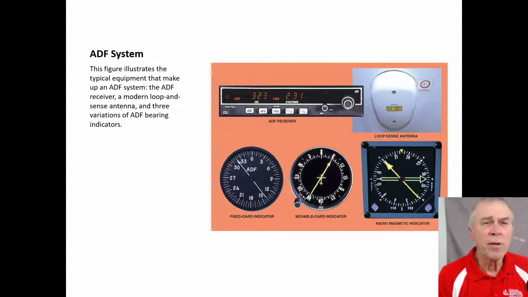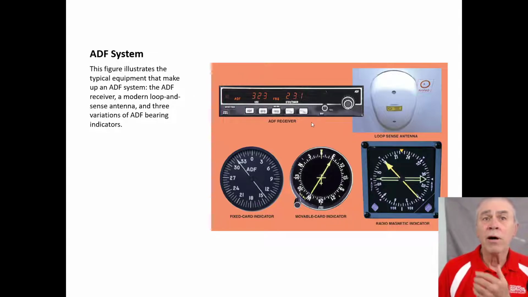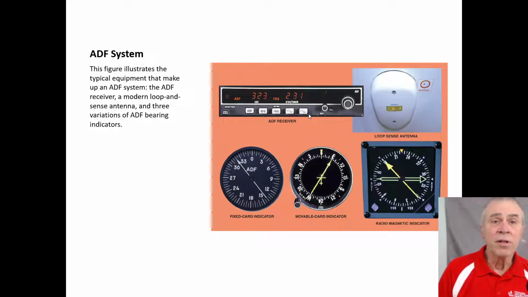This figure illustrates the typical equipment that makes up the automatic direction finder system. There's a receiver, a loop and sense antenna. The sense basically helps you to see whether you're coming or going. And three variations of ADF bearing indicators. So you can have one or more of these indicators that all play off the ADF signal: a fixed card indicator, a movable card indicator, or a radio magnetic indicator.